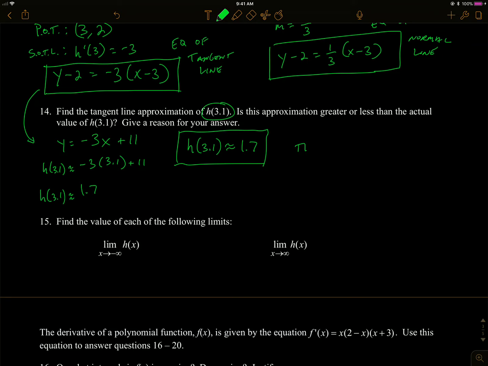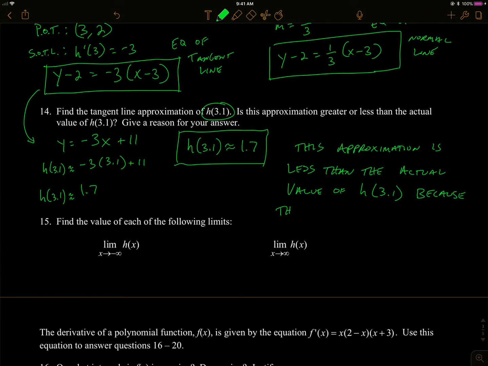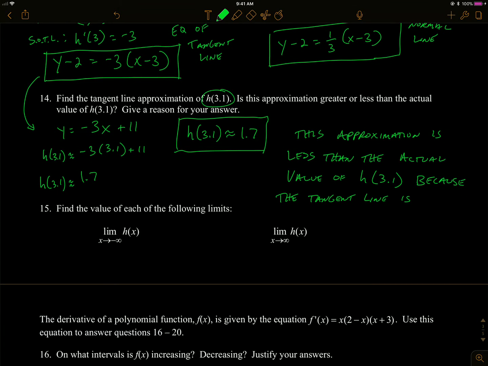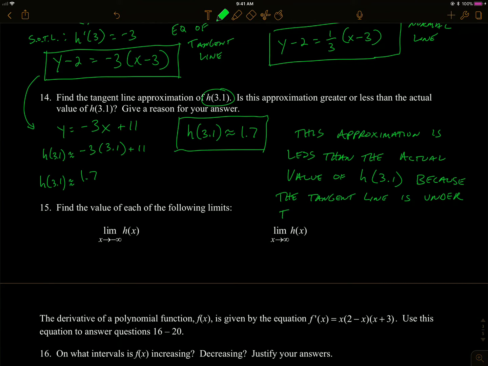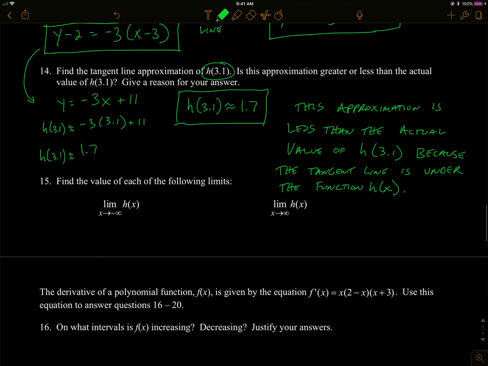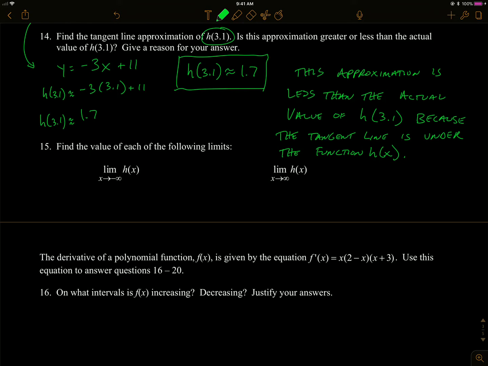So this approximation is less than the actual value of h of 3.1 because the tangent line is under the function h of x. All right, so there's that guy, and there's my explanation.